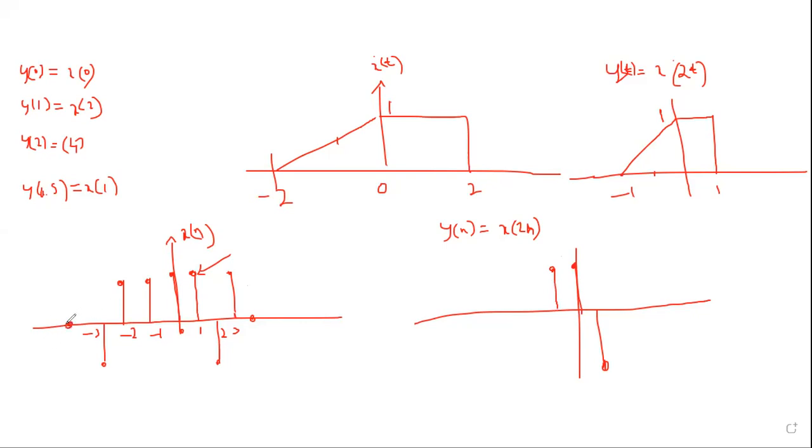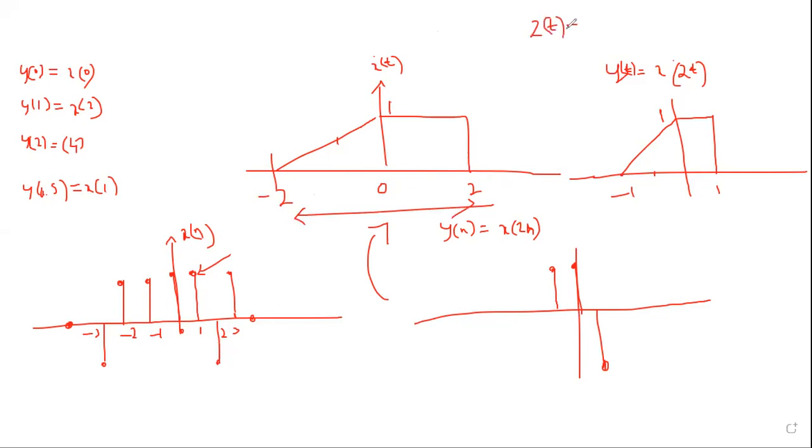Now try comparing this with continuous time. So does it make sense? What happened was the entire signal suddenly compressed. It's like taking a very nice spongy cake and pressing it from both sides so that the entire width becomes half. That's what happened.